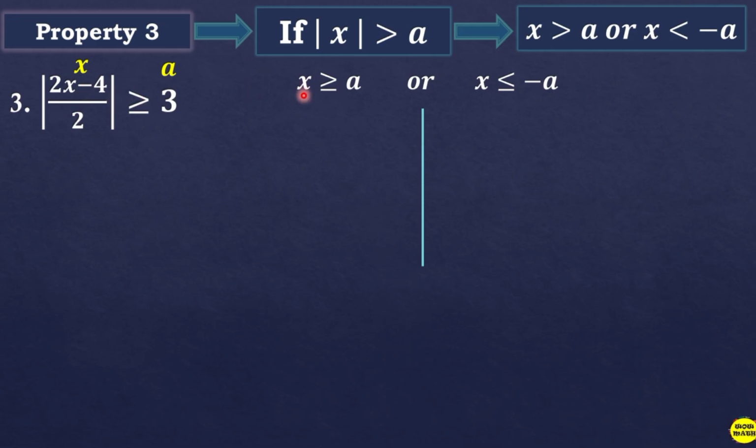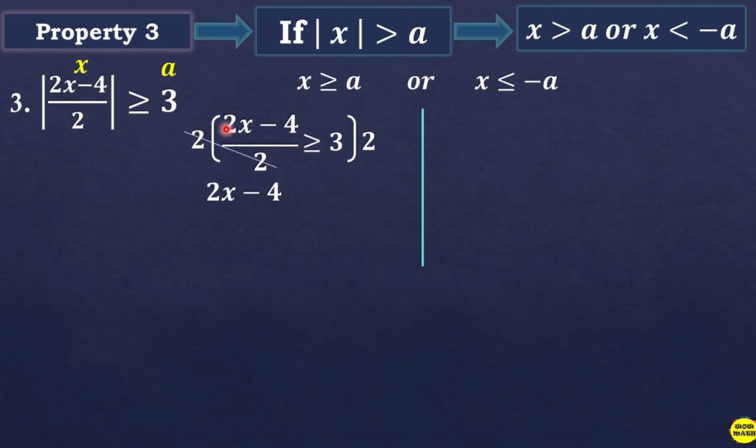And then, so, applying the property, so, x is greater than or equal to a. So, your x is 2x minus 4 over 2 is greater than or equal to 3. So, using LCD to. So, pwede na natin itong i-cancel. So, this is 1. So, copy na lang natin si 2x minus 4. And then, greater than or equal to 3 times 2, that is 6. So, by transposition, 2x is greater than or equal to 6. Magiging plus 4 ito. So, 2x is greater than or equal to 10.